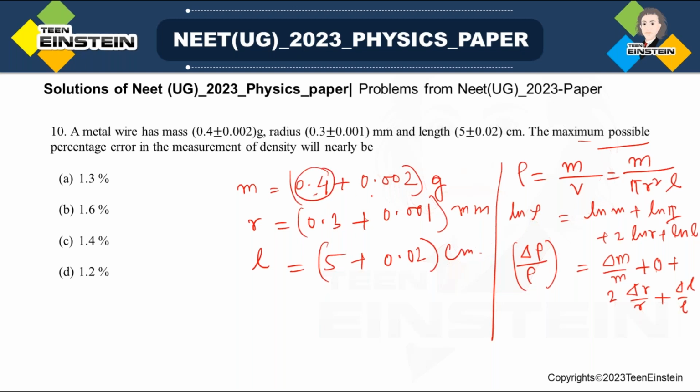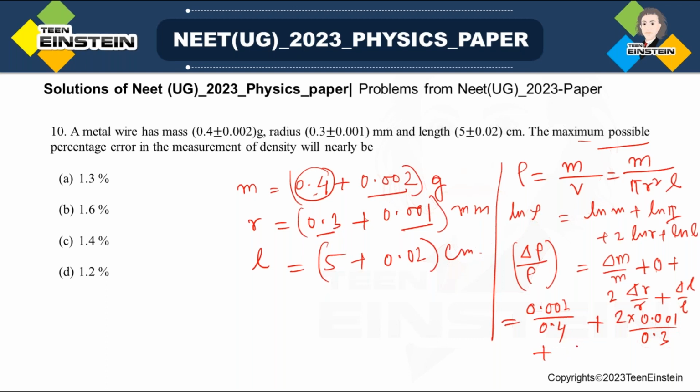Delta m, this is r, this is delta r, and each of them I am writing here in terms of ratio. So there is no need to change the units, because these are ratios, so the units will be taken care of, they will cancel each other. So delta m over m will be 0.002 divided by 0.4, plus 2 into delta r over r, which is 0.001 divided by 3.3.